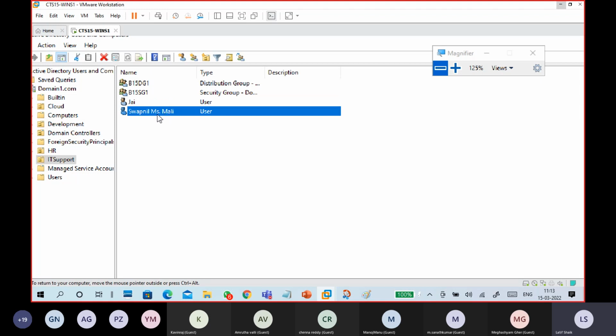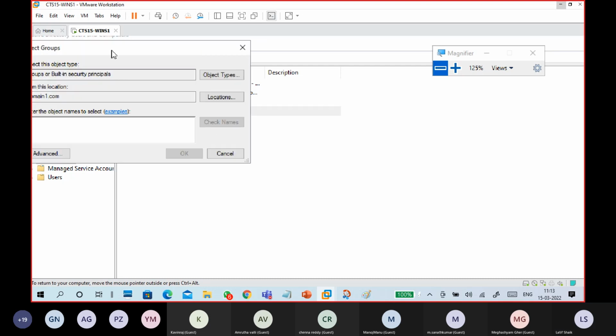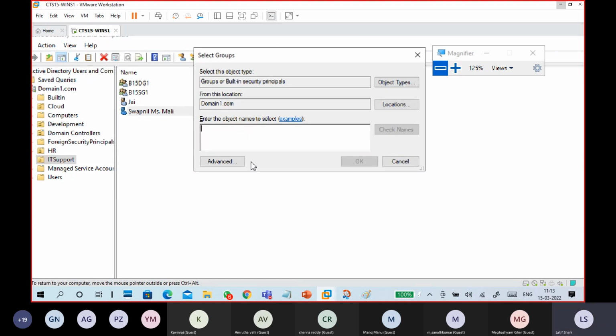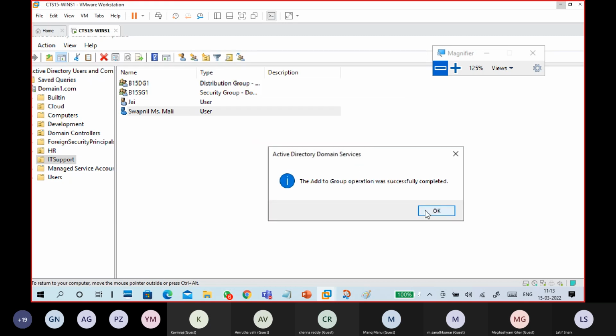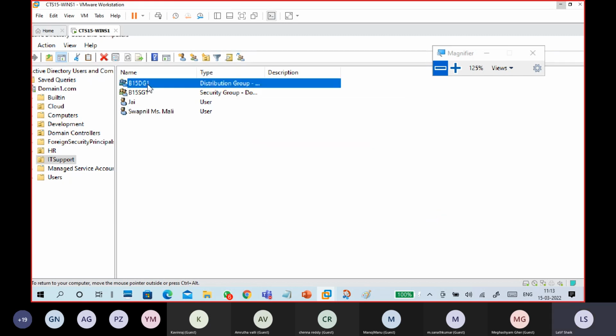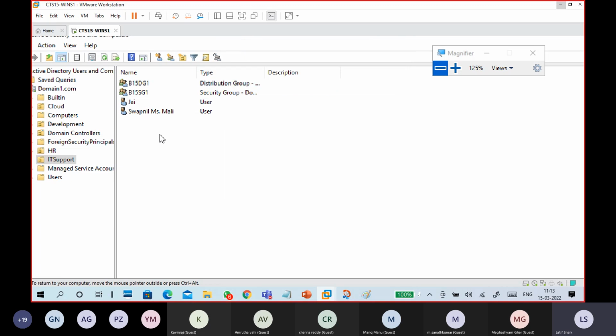I want to add Swapnil to DG1. So Swapnil, add to a group. And it is asking, what is your group name? Yes, successfully. So go to the group, check the members. Swapnil is here. Okay, so this is how to add a user to a group.